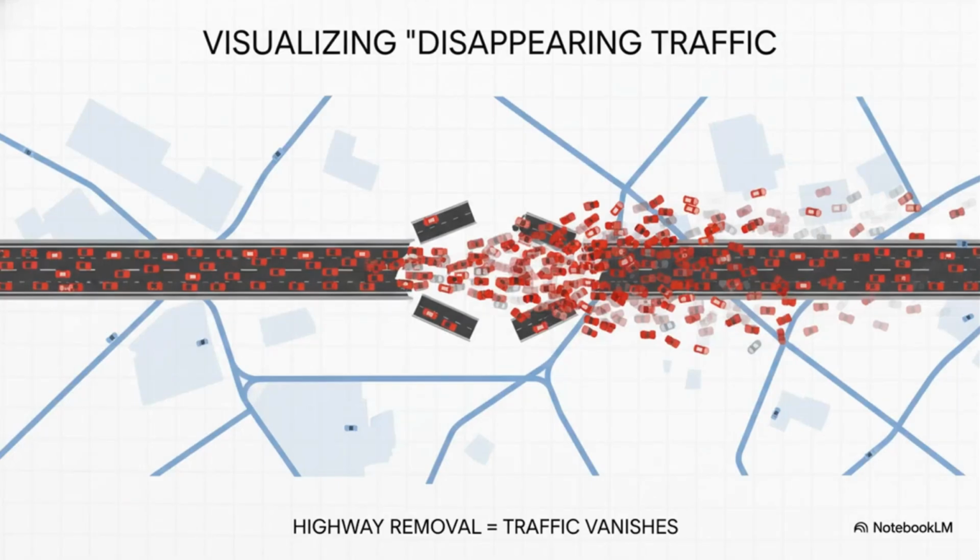And maybe the most powerful proof of this is what happens when you do the exact opposite. It's a phenomenon called disappearing traffic. When cities have actually removed freeways, like the Embarcadero in San Francisco, the traffic chaos everyone predicted, it just never happened. The traffic didn't all divert to other streets. A huge chunk of it just vanished as people changed their behavior in response to the reduced capacity.